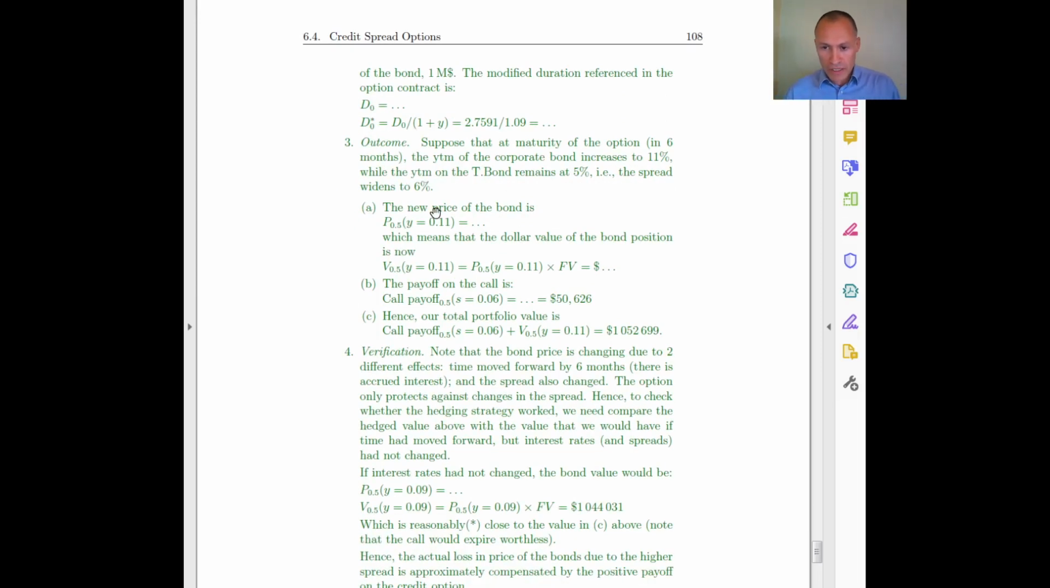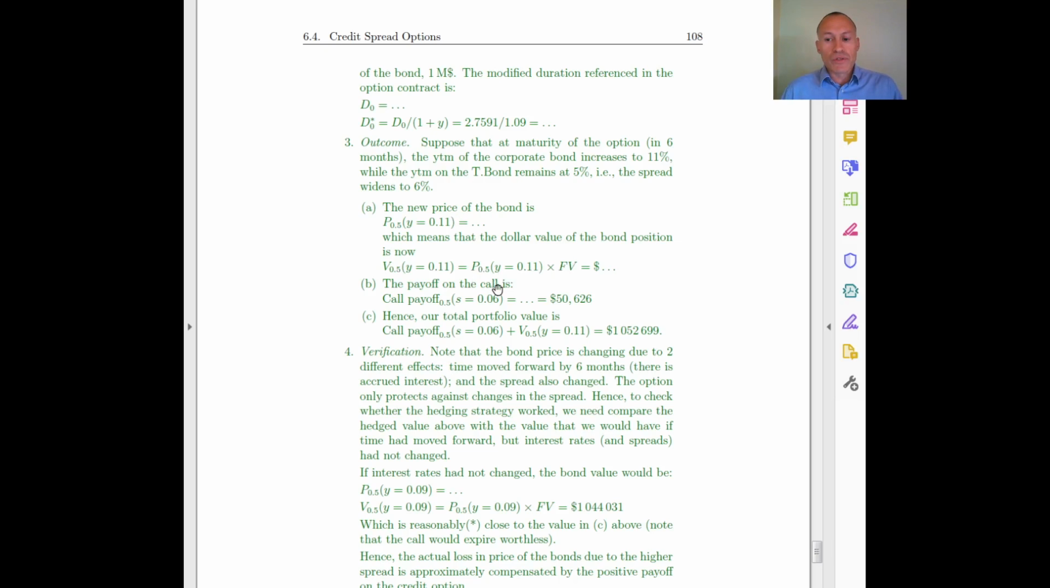All right, so first let's start by computing the price of the bond at that moment. 6 months have passed, so we are now at time 0.5. The yield is now 11%, so we're going to discount the future cash flows at this new yield and compute the price. Again, I'm going to give you the detailed calculations for this in a separate picture. So the value of the portfolio is now that price that we just computed times the face value that we started with, which was 1 million, right?